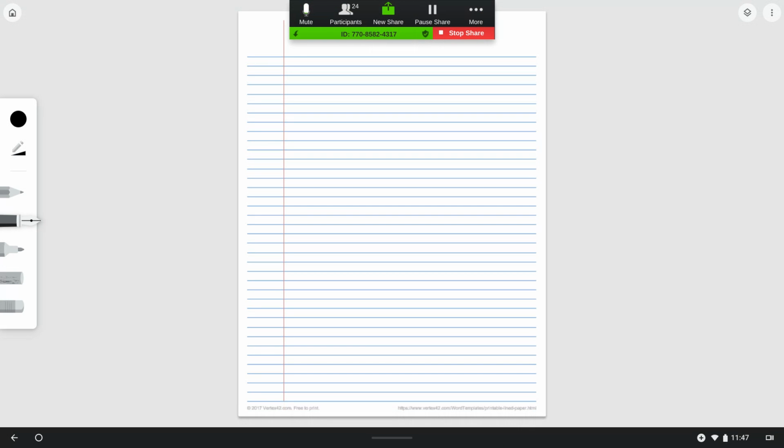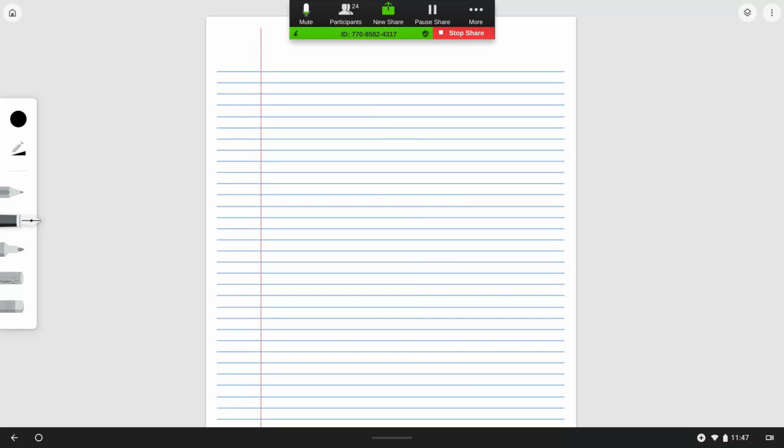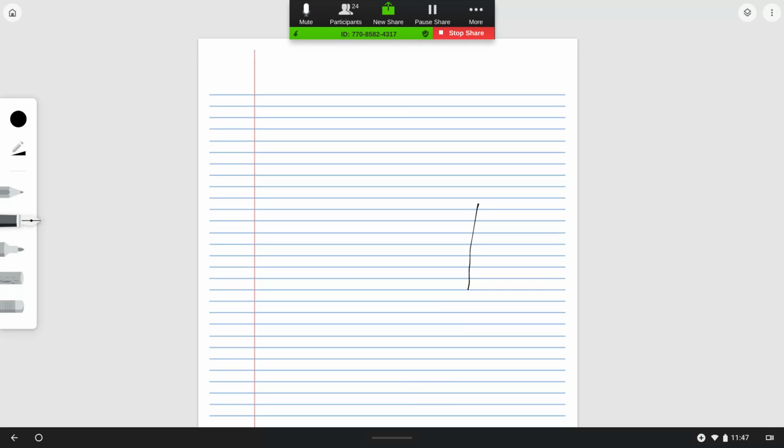Okay, this is lesson 2.2. Let's go ahead and zoom in. Whoops.